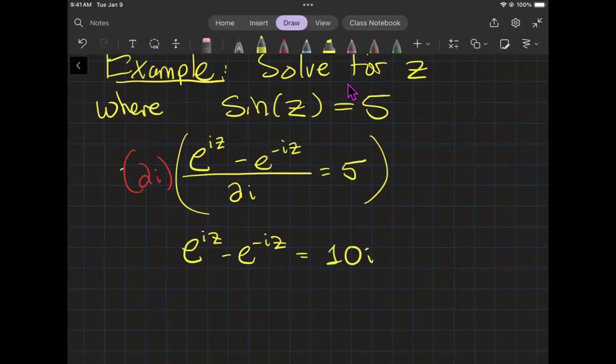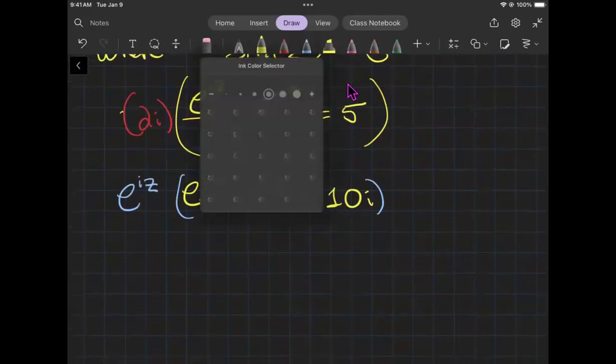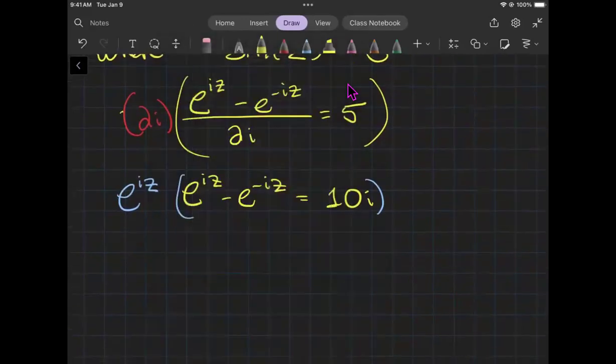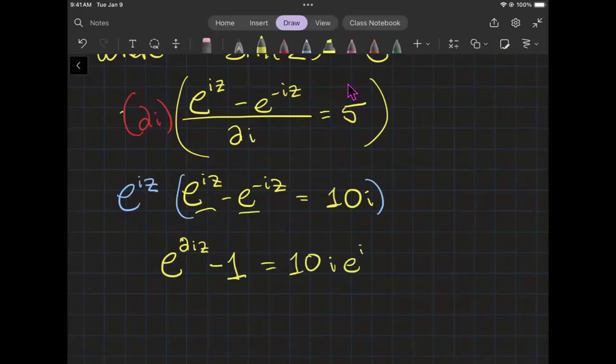And we want to multiply both sides of this equation by e to the iz. Okay, let's see what happens. If we distribute e to the iz into these quantities here, we'll have e to the 2iz, and if you add the exponents, that's a minus 1. And then this equals 10i e to the iz.